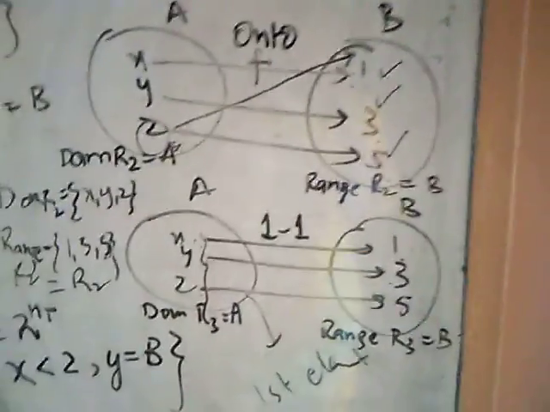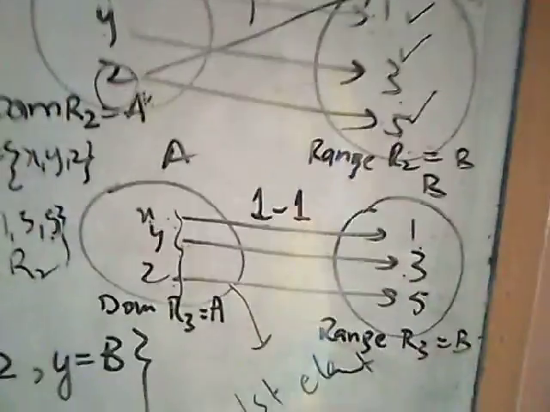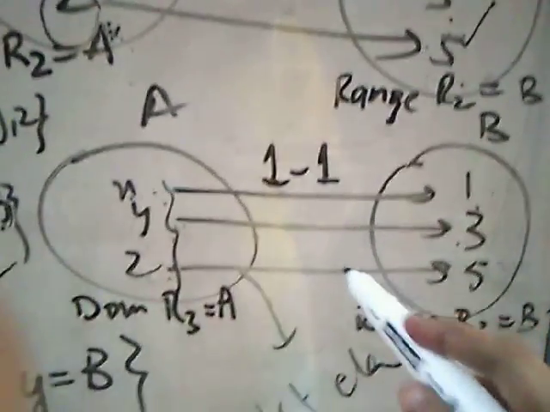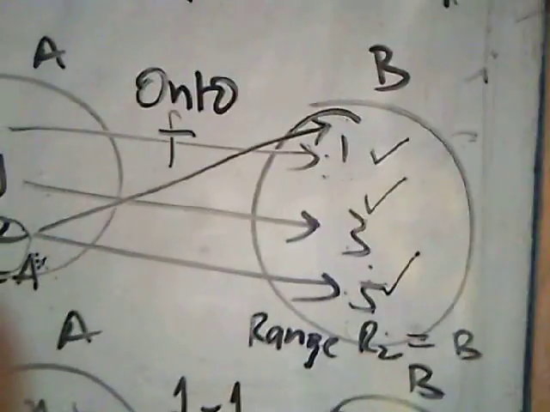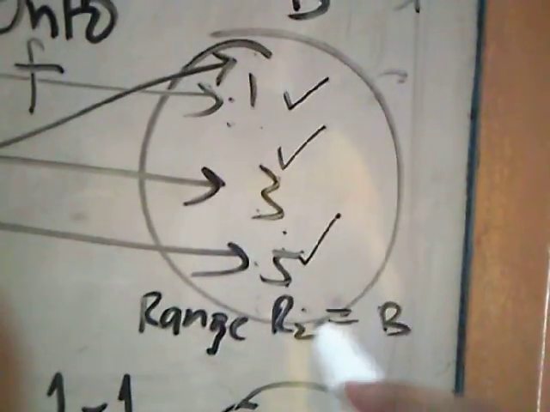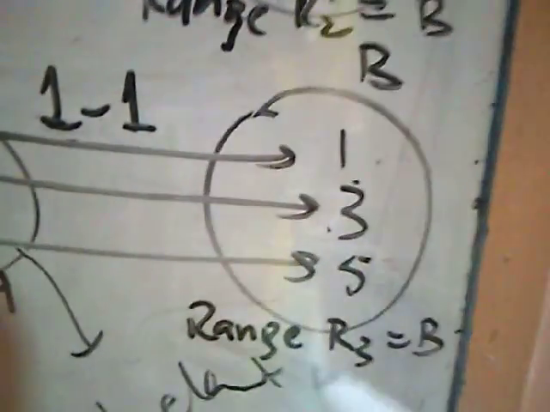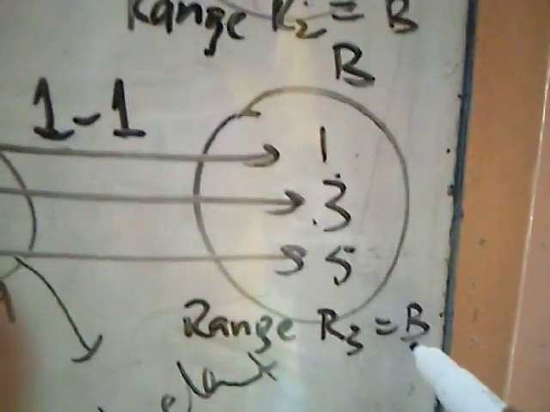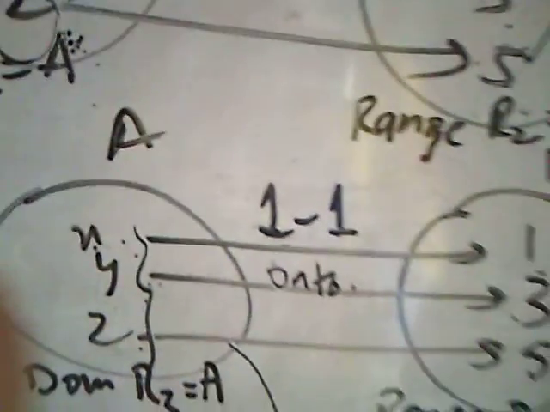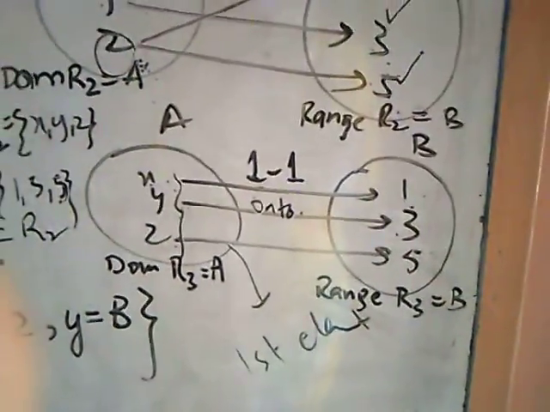A function can be both onto and 1-1. This is another type which is called onto and 1-1. This example is also an onto function because, as we said earlier, an onto function is a relation that has its range exactly equal to set B. So here in this 1-1 correspondence, the range is also equal to set B, 1, 3, 5. So this is both an onto function and a 1-1 function.